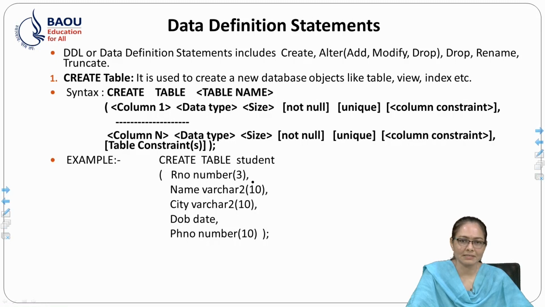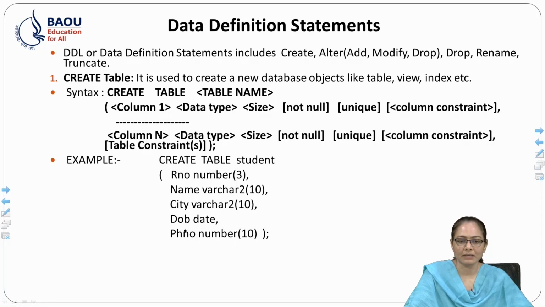In the bracket, 3 is the size. After that, comma, and then the second column name is name. Its data type is varchar2 because the name column stores character type data. That is why we use varchar2, and in the bracket, 10 is the size of the column. Now, the third column is city. City also stores character data. So in the bracket is the size of the city column.